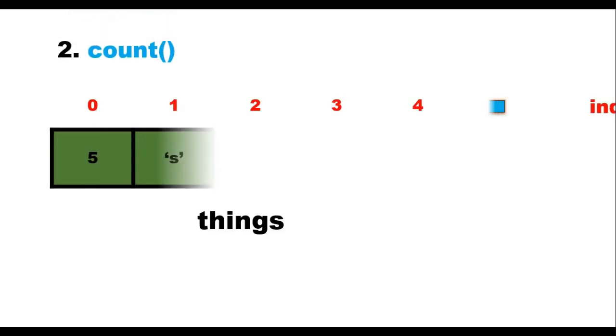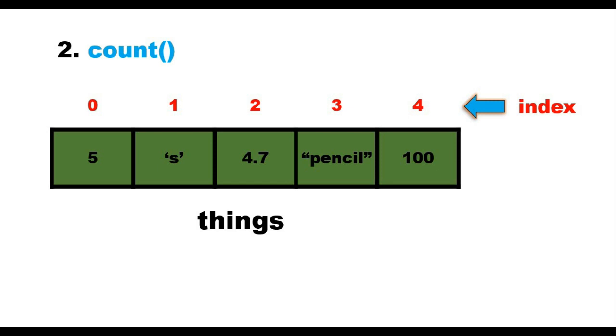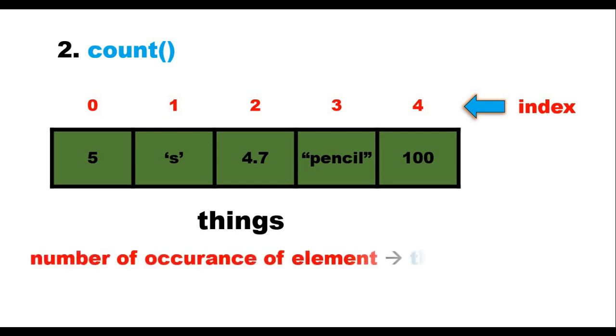Next we are going to see an example for count. I have taken the same example, and here things is the name of the tuple, starting with index 0 and ending with index 4. Dot count is the inbuilt function. I have passed 5 inside this count. Here you can pass any element you want. It will return 1 because 5 has occurred in the tuple only one time. What if 5 has occurred in the tuple 10 times? It will return 10. So count is basically used to count the number of occurrences of an element. Let's see a programming example for all of these functions.